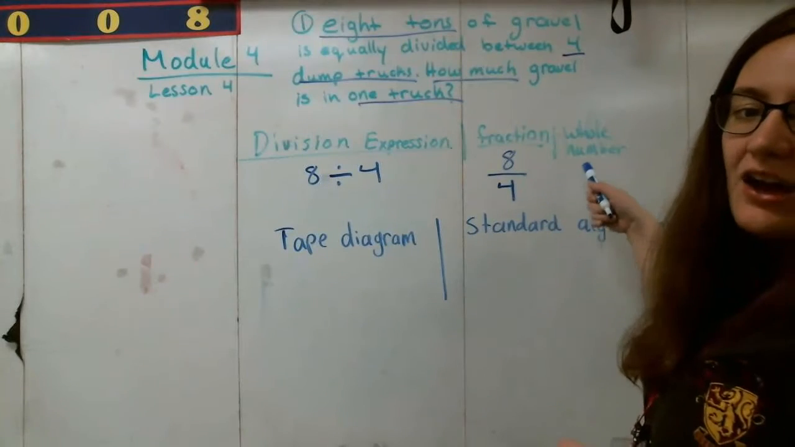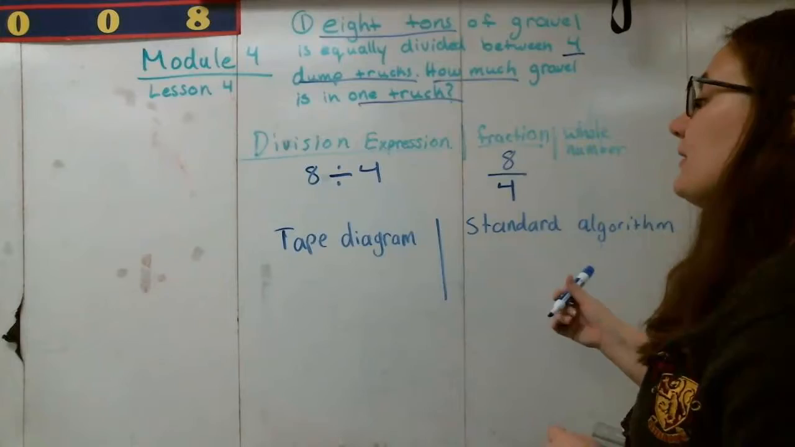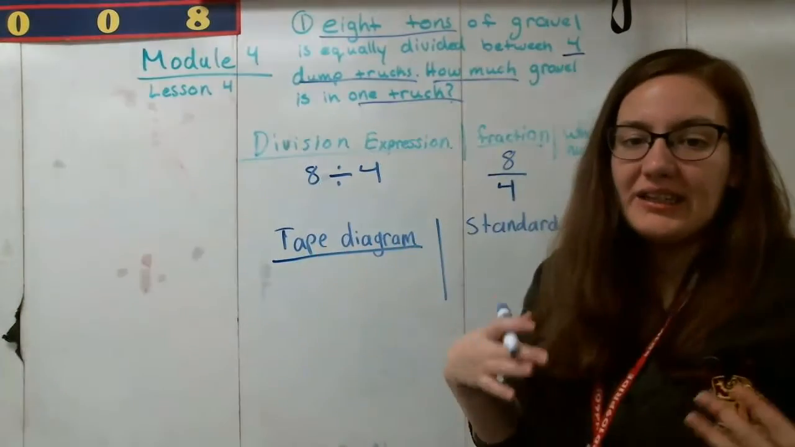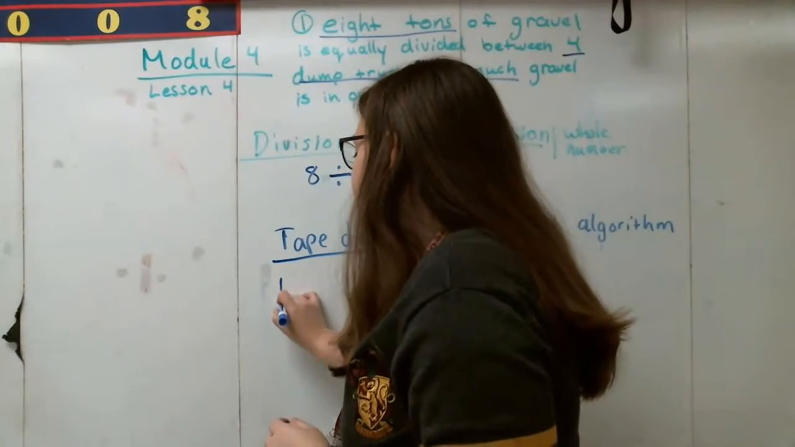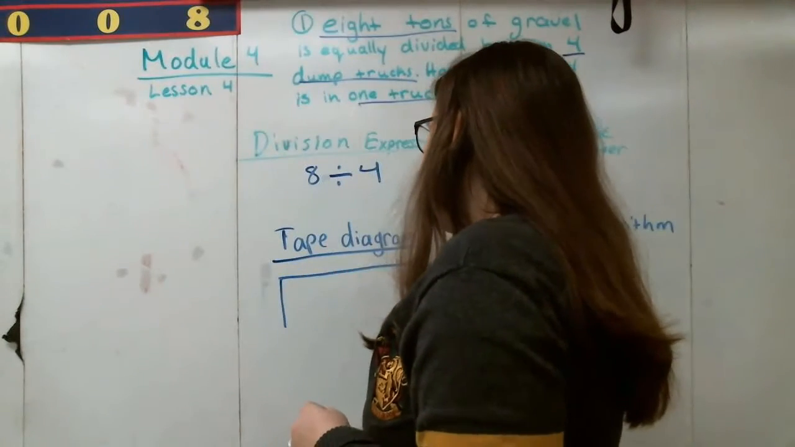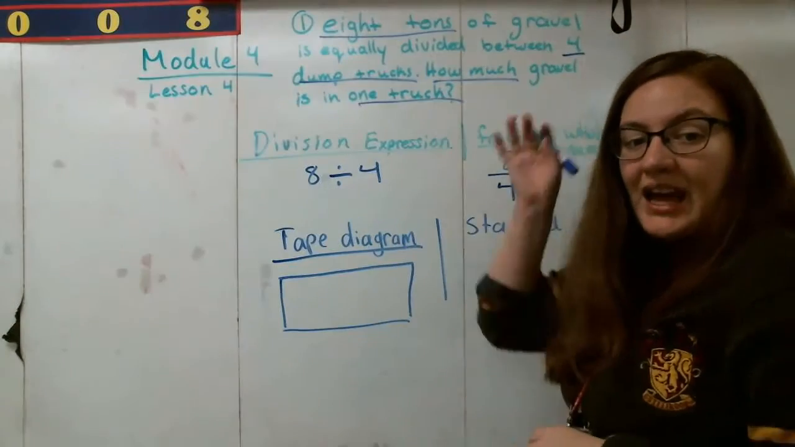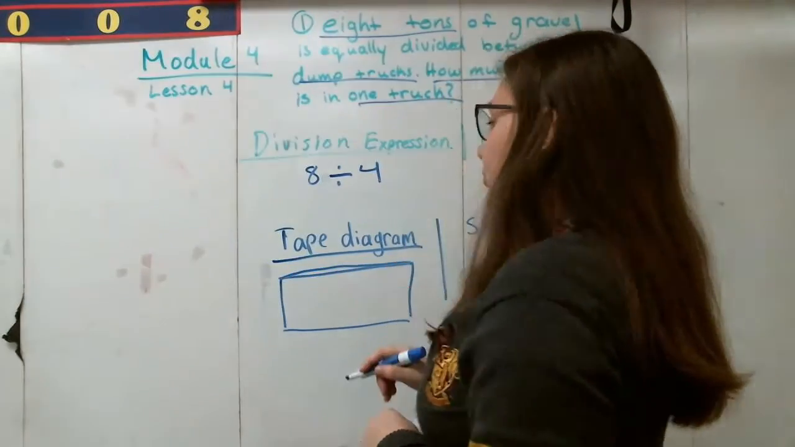Now, after that, we have this whole number space, but I'm going to kind of leave that alone for right now. And we're going to take a look at these tape diagrams. So you may remember tape diagrams from maybe Module 2. And with a tape diagram, we're going to start off by just drawing a nice big rectangle. And what we're going to do is we're going to figure out what this whole rectangle equals.